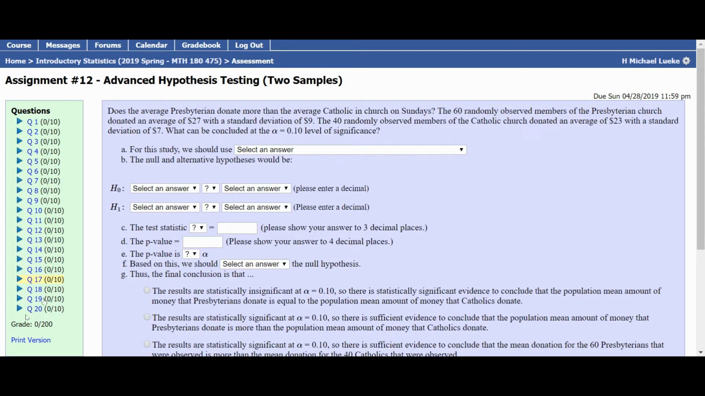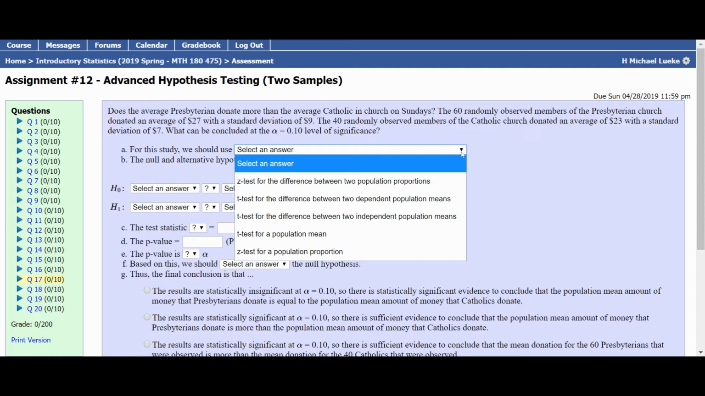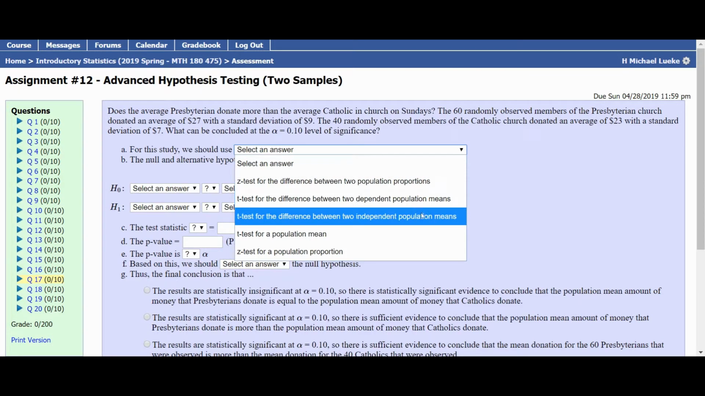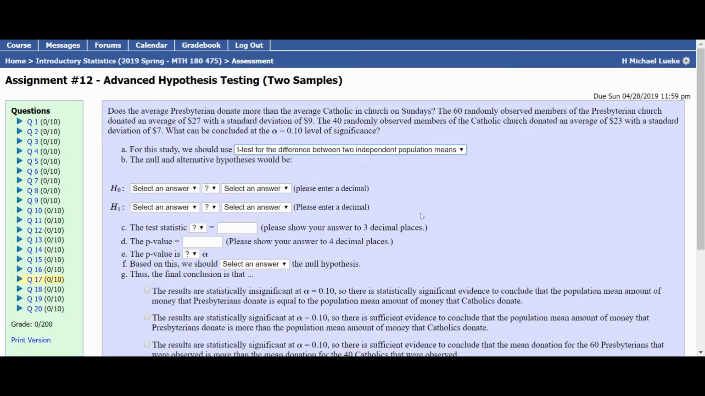And so we'll go through piece by piece here. There's my mouse. Okay. So because these are randomly selected samples from two different populations, this is going to be an independent two-sample test. And because we don't know the population standard deviation, we're going to choose a t-test. So we've got the t-test because we don't know the standard deviations, and because these are randomly selected, we have two independent population means.